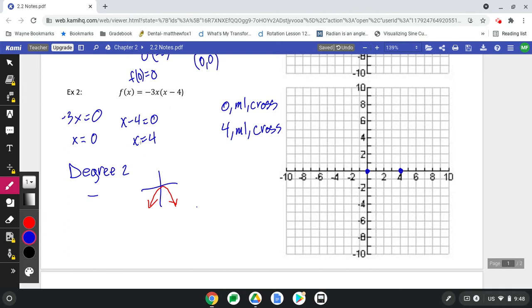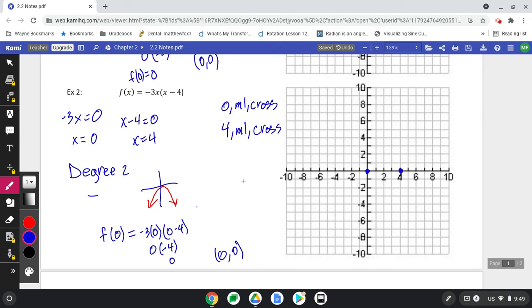Now, the final thing we need to do, which some of you might know, we don't actually have to do this step, but we need to find where our y-intercept is. So once again, if you notice what it is already, that's great. If not, plug in 0, and you would have negative 3 times 0 times whatever 0 minus 4 is. So negative 3 times 0 is 0 times negative 4. That's still going to be 0, so our point will be at 0, 0, which we already have that plotted right here.